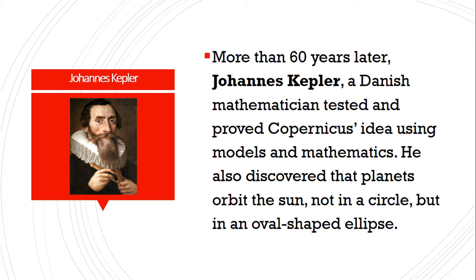About 60 years after that, this wasn't one of the questions, but I want you to know this. You're supposed to know about Johannes Kepler. He's a Danish mathematician, Johannes Kepler, and he proved Copernicus was right using models and using mathematics. He also discovered the way the planets orbit, the way they revolve around the sun, is not in a circle, but it's in an oval-shaped ellipse. But he had proof, and still people are not necessarily believing him.